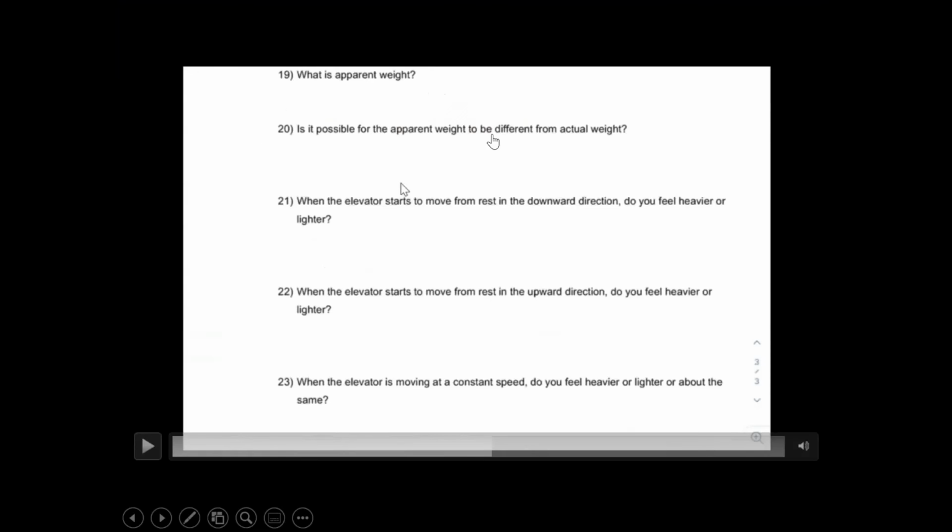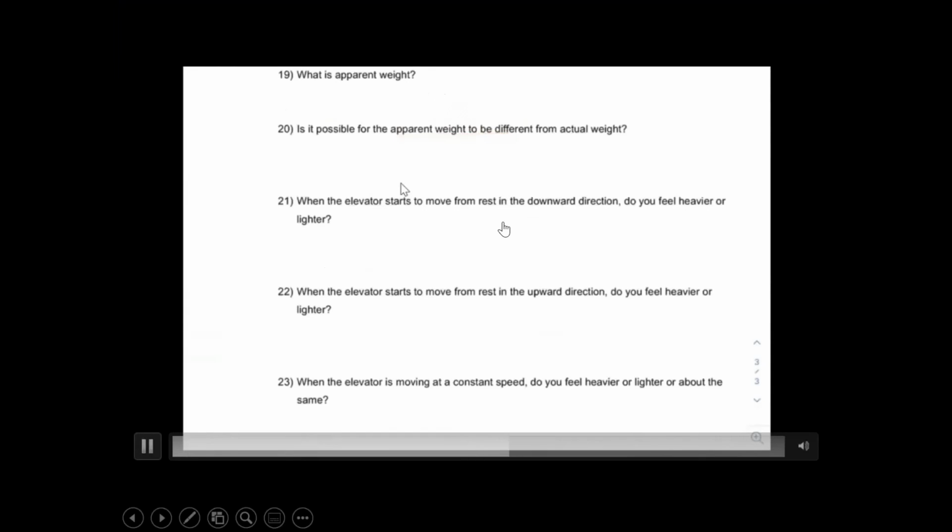So does this mean that the apparent weight could be different from your actual weight? Absolutely. You can fool the scale. You can shift some of your actual weight to a different surface, countertop, the floor, or whatnot. Also, it's going to be sensitive to the acceleration of the mass on top of it.